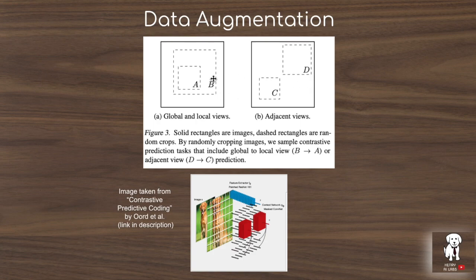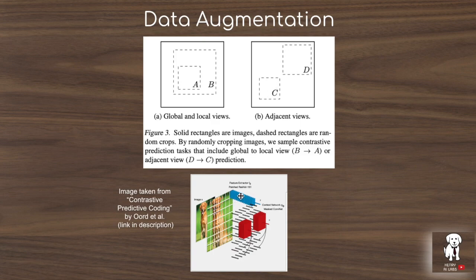So the idea here is that looking at different kinds of crop and resizes, you can see this global local view where you take something like B, which is cut out, which is a bigger space of the image, compared to something like A, which might be just the face of the dog or a more specific region of the image. You can also compare this to an adjacent view where there's no overlap between the two cropped images that are then resized.